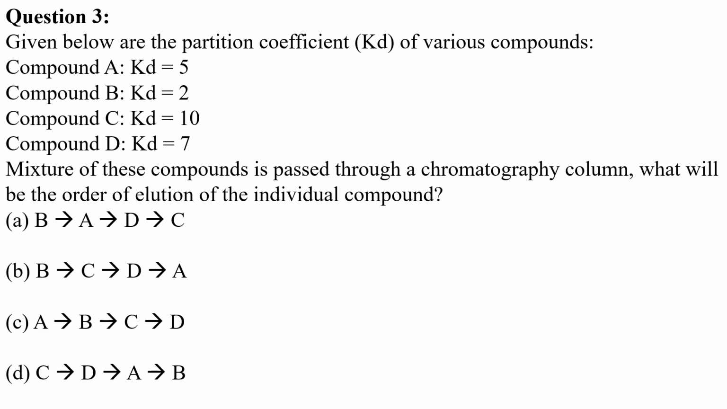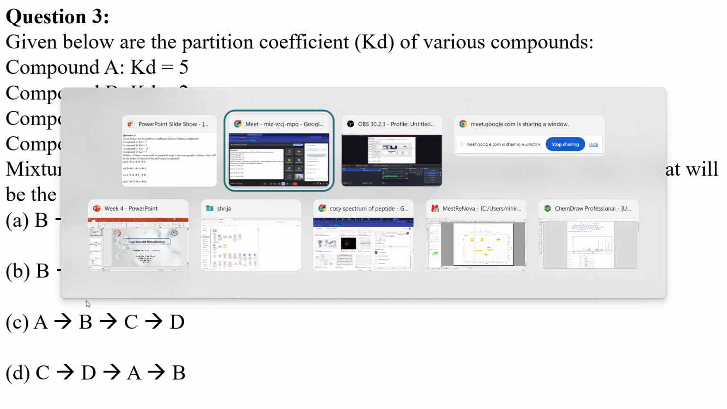A mixture of these compounds is passed through a chromatography column. What will be the order of elution of the individual compounds? So you have different partition coefficients for each compound, and now if I pass the mixture of these compounds through a chromatography column, what do you think? Which will elute first, which will elute last? What would be the order of elution?